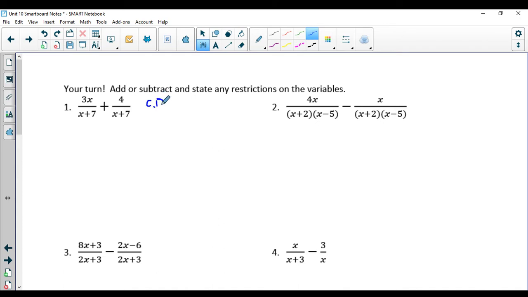So yeah, we already have the common denominator. Our common denominator in this case is x plus 7. And we already have that. Each of our fractions have the denominator of x plus 7 in it. So now that we have that, we can make this into one fraction. So remember, our common denominator goes on the bottom. And on the top, we're just writing what we have. So 3x plus 4.